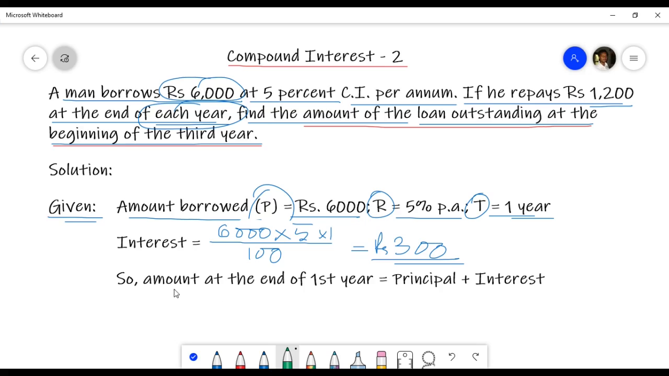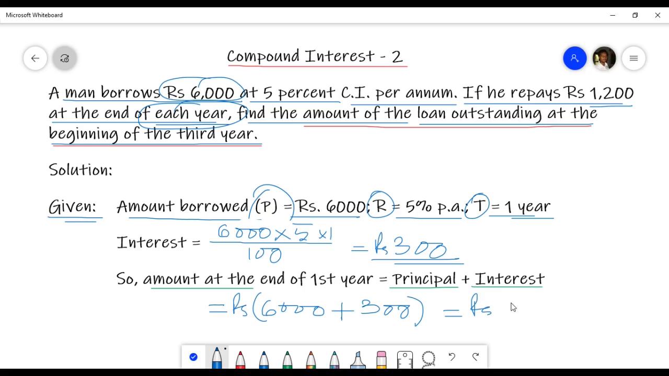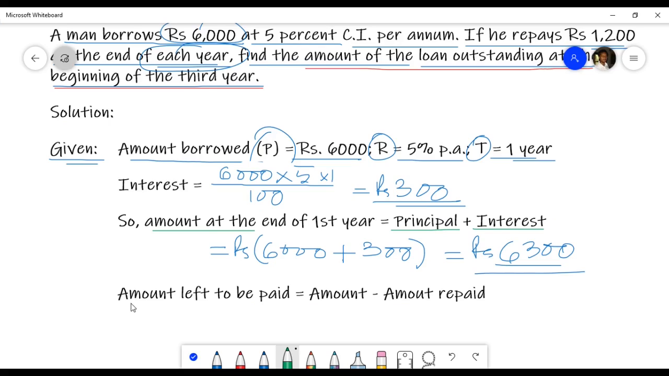Now this interest is for the first year. So the amount at the end of the first year, you know the formula, principal plus interest, we will just replace the values. After adding the principal and the interest, we will get the amount at the end of first year as rupees 6,300. I hope you have understood till here.